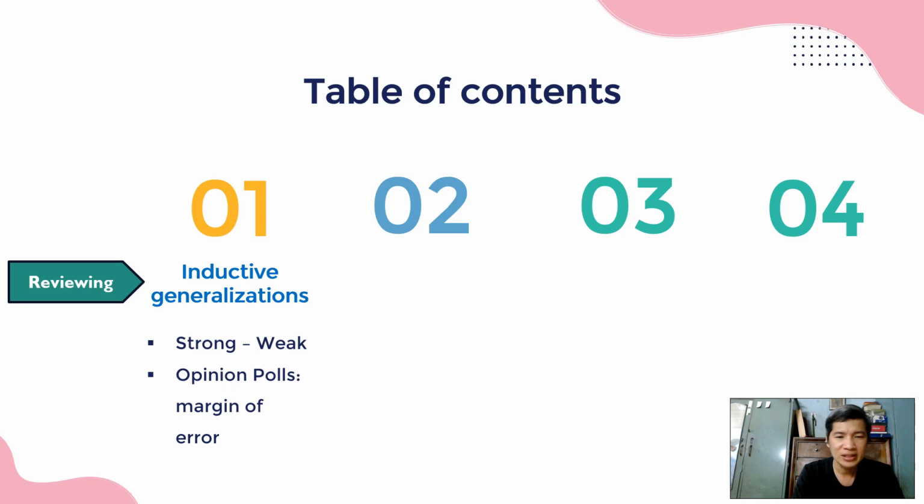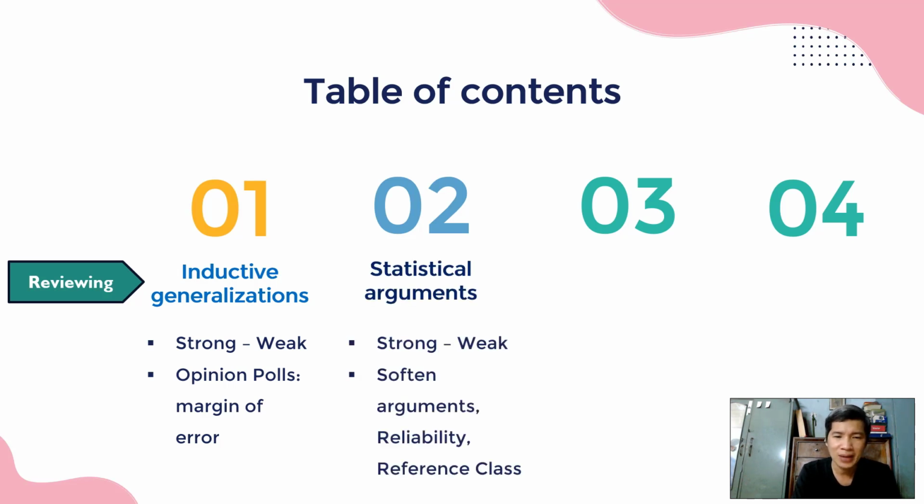And then we move on to the second issue, that's statistical arguments. We also talk about things like strong, weak arguments, and we learn how to soften the arguments. We also talk about the idea of reliability and also the reference class. What is it? We're going to find out in the lesson today.